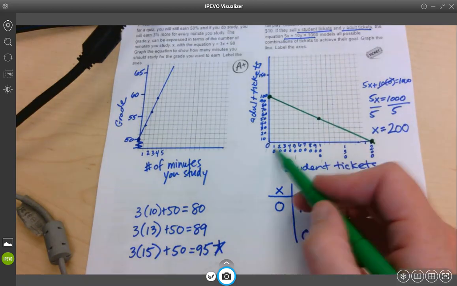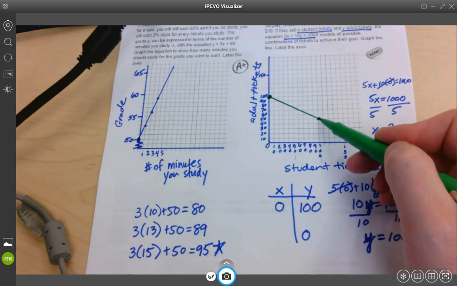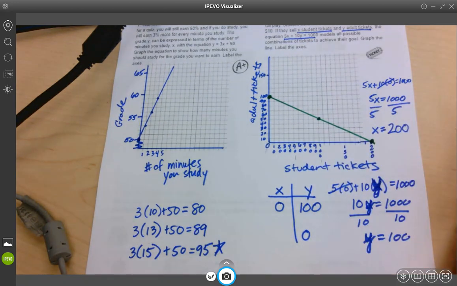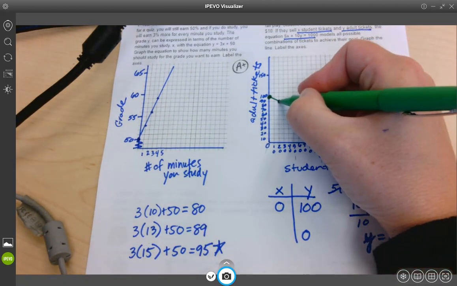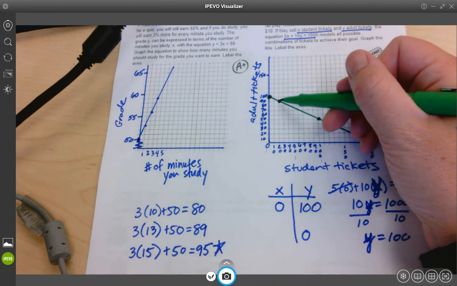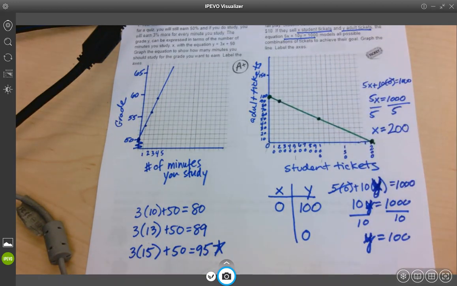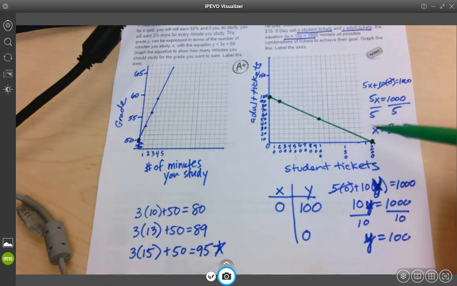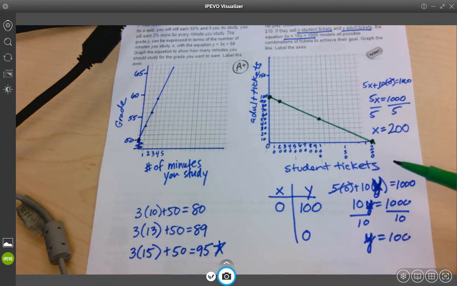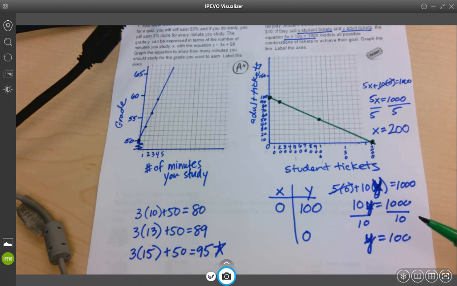Like maybe it's this point, which is 100 student tickets and 40 adult tickets. Or maybe it's this point right here, 20 student tickets and 90 adult tickets. Okay, so any of the points on this line could be the combination of adult tickets and student tickets. Any questions? Okay, let me stop that recording.